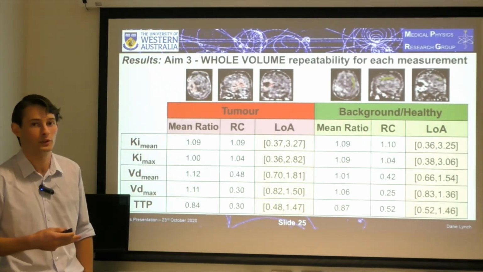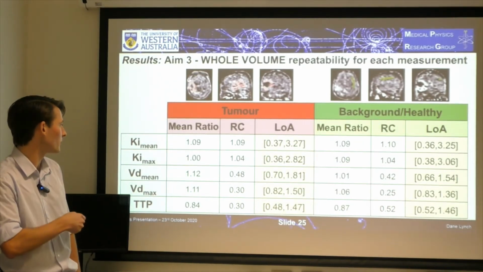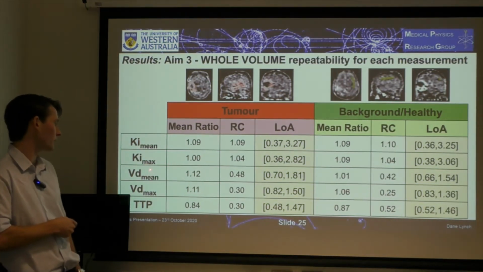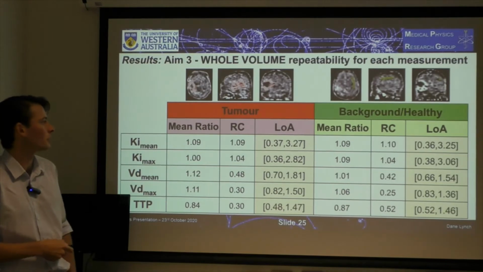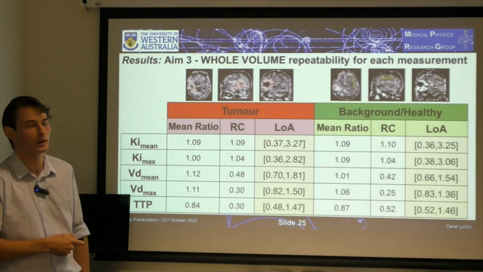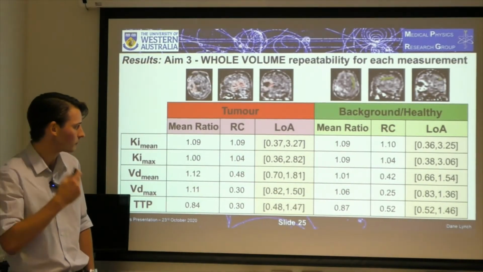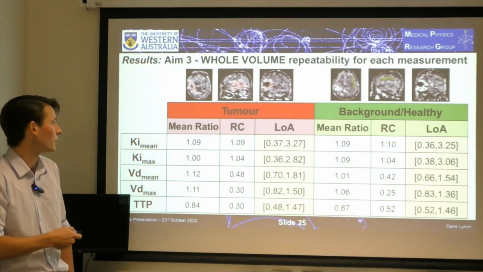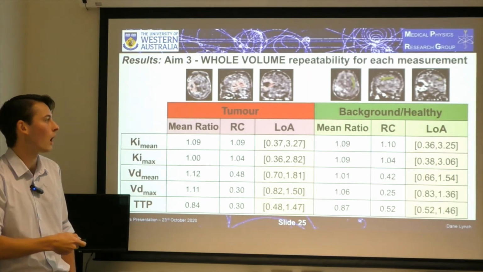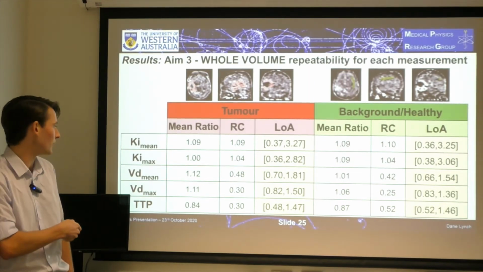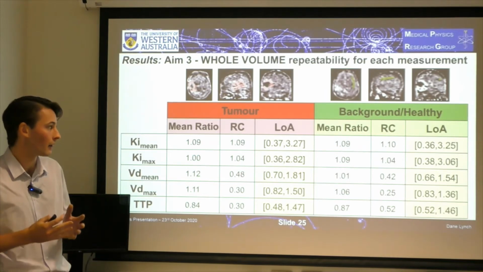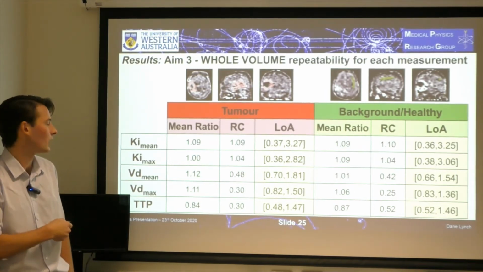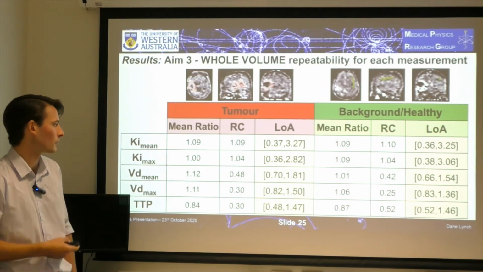This level of agreement was calculated for all parameter measurements, as you can see here: the influx constant mean and maximum, the volume of distribution mean and maximum, and also the time to peak for both the tumour regions and the healthy regions. If you look at the levels of agreement here, the influx constant had quite a wide level of agreement when compared to the volume of distribution, which had a lot narrower level of agreement, and the same with the time to peak, suggesting that this parameter was nowhere near as stable as the other 3.